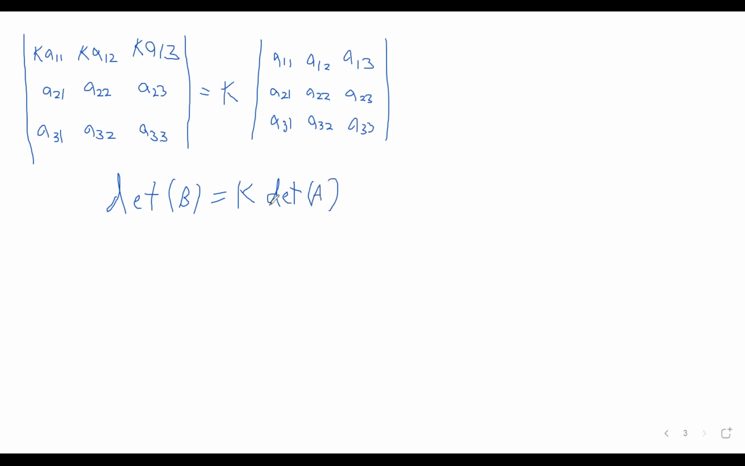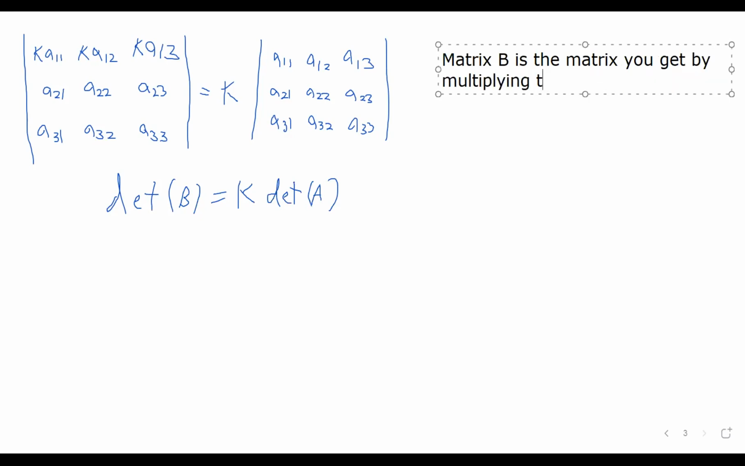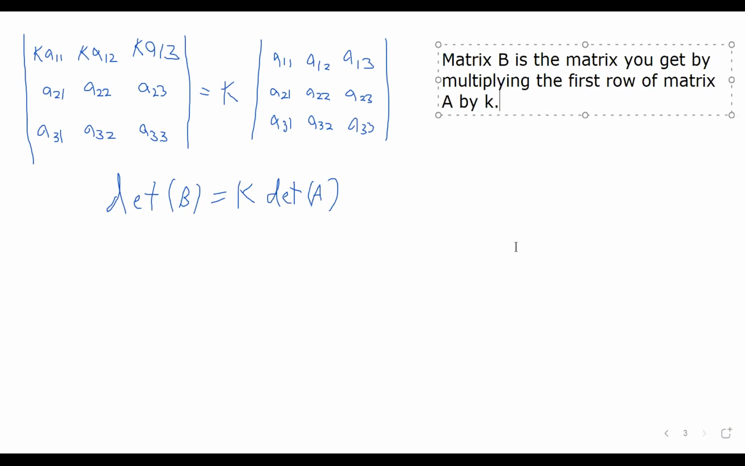Okay, so B is just the matrix you get by multiplying the first row of A by K. So this matrix here on the left is the matrix you get by multiplying the first row of A by K. And the determinant of B is equal to K times the determinant of A. Okay, and so the elementary row operation here is multiplying a row by a non-zero constant.